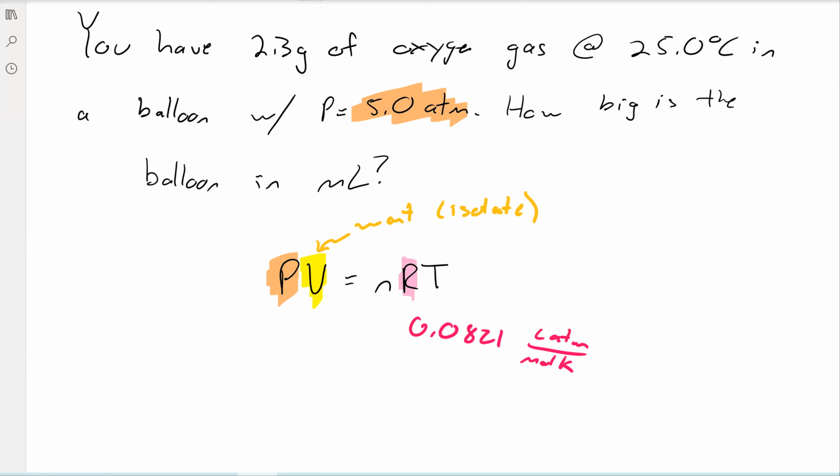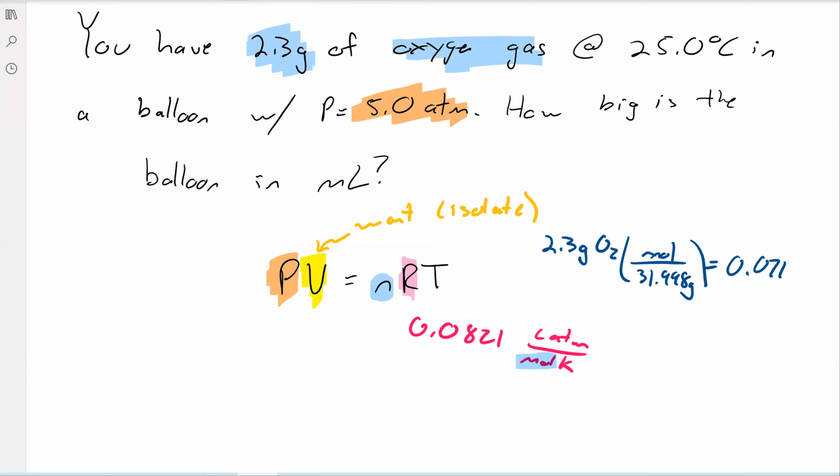Next up, we've got n, which is the amount. So if we think about how much gas we have, 2.3 grams of oxygen gas. But of course, our units here have to be in moles. So we can go from 2.3 grams of oxygen gas. Remember, oxygen is a diatomic gas, so it's O2. And then you can calculate the molar mass. You should get about 31.998 grams per mole. And we convert that to 0.07188 moles. So we've got our n there.